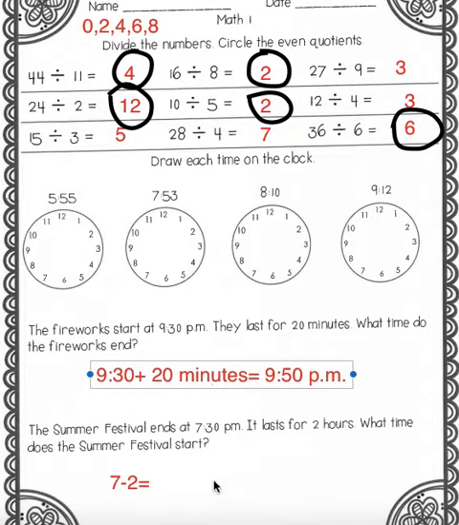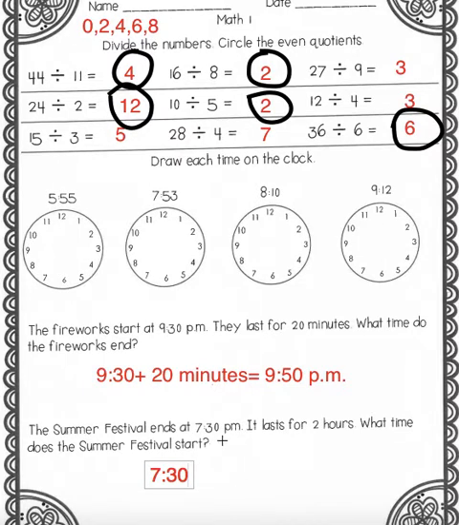Okay? All right, and our last one on this page here, it says the summer festival ends at 7:30 p.m. It lasts for 2 hours. What time does the festival start? So this one's a little tricky. So it's telling us what time it ends, which was 7:30. And it lasted for 2 hours. So 7:30 was the time it ended. It had started 2 hours before that, okay?